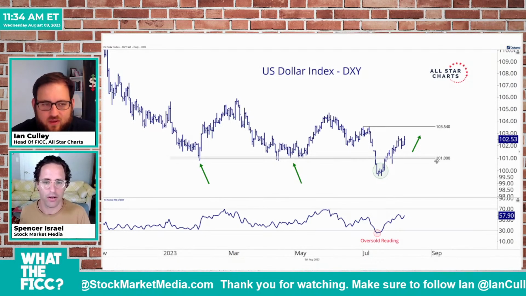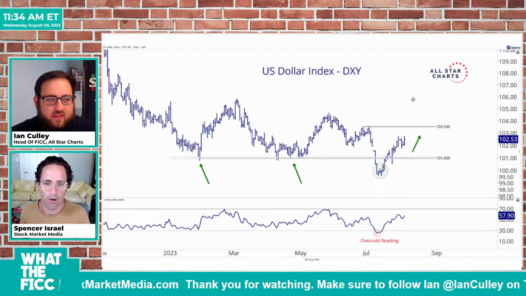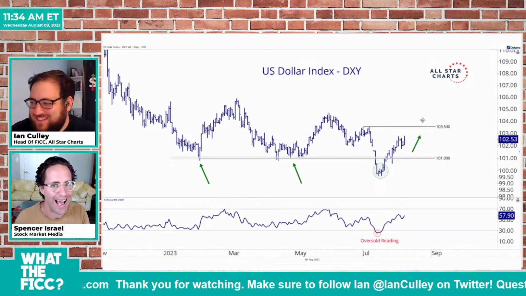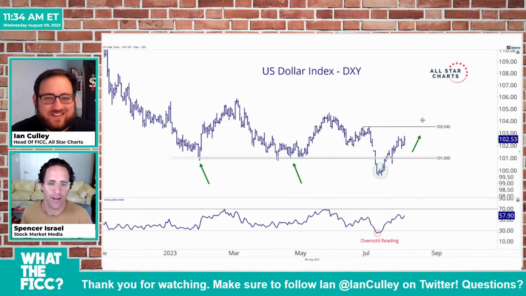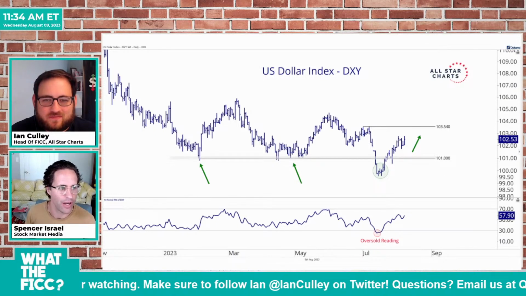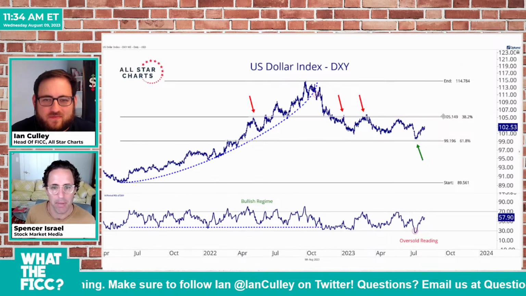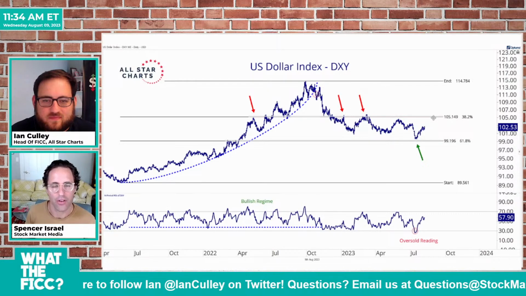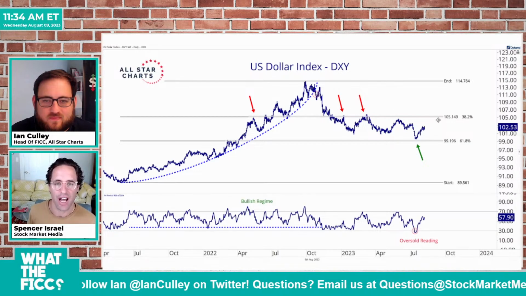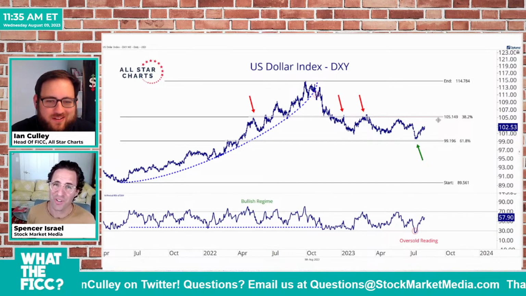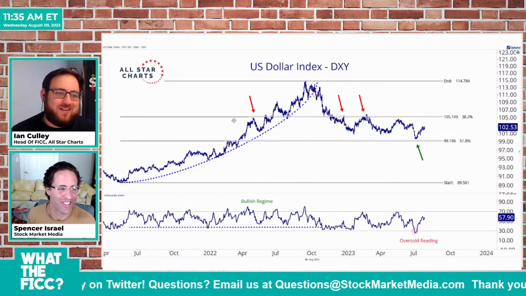Now, on the flip side, Spencer, if we get back above this 103.50, we get back above the July pivot highs, I think stocks are under pressure. And to take it one step further, if we get back above 105 and the dollar index is printing fresh year-to-date highs later in the fall, I think watch out. Yeah. All things get really interesting.